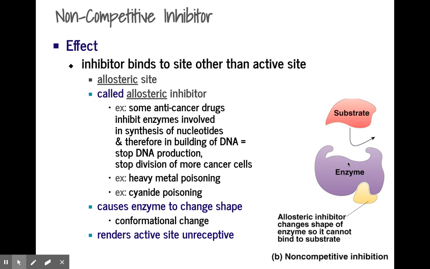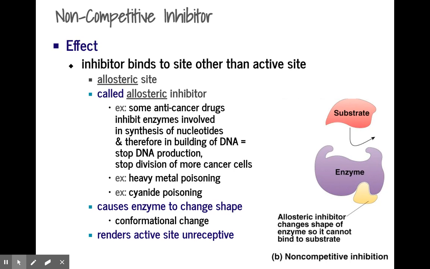So it's not able to bind. So these are known, like we said, as allosteric inhibitors. Some examples are some anti-cancer drugs that inhibit the enzymes involved in the synthesis of nucleotides and therefore in building DNA. So if I interfere with the development of DNA, then I stop DNA production and I stop division of more cancer cells. So these types of anti-cancer drugs, once again, attach to the enzyme where DNA is being made, and then they inhibit DNA production, or they inhibit the cells from reproducing.